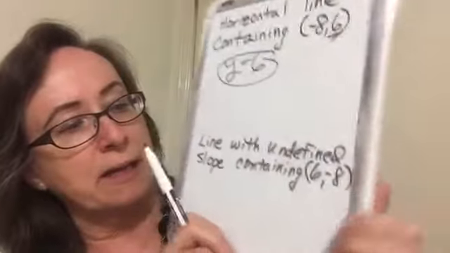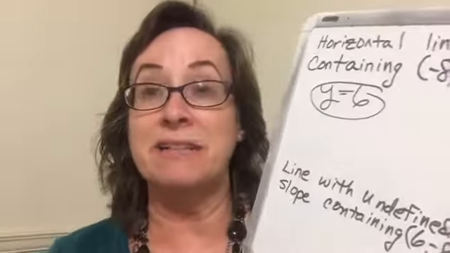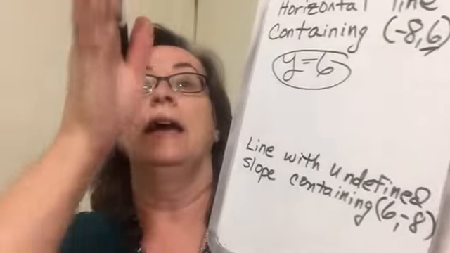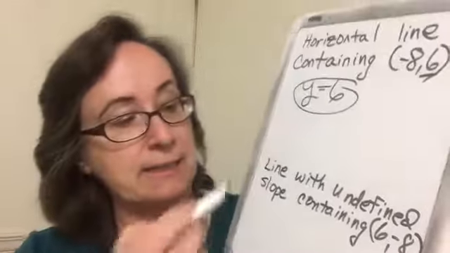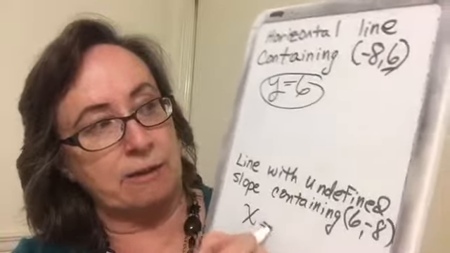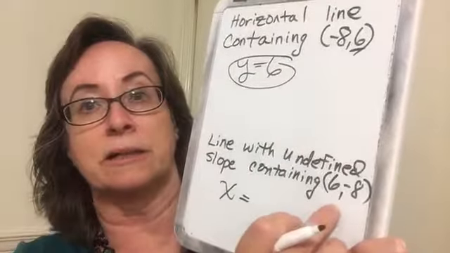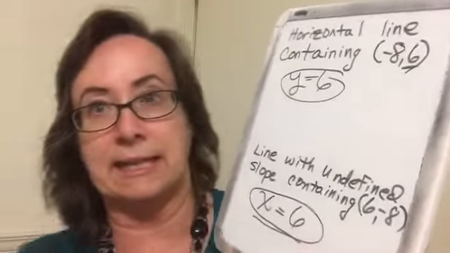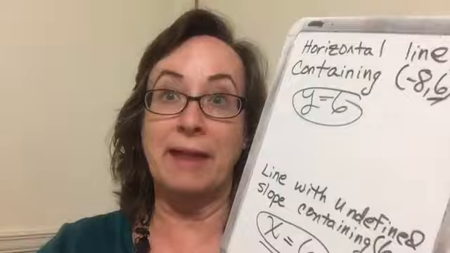For the next one, it says a line with undefined slope. We know an undefined slope is a vertical line. X lines cut the x-axis, so this is an x line. Therefore, we will use the x coordinate of the point, which is 6. So x is 6 is the equation of that line.